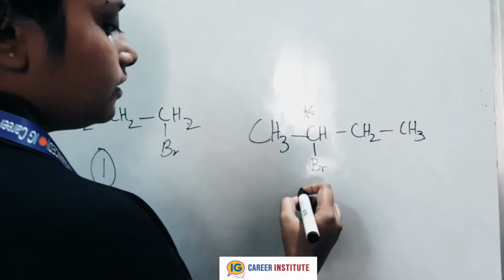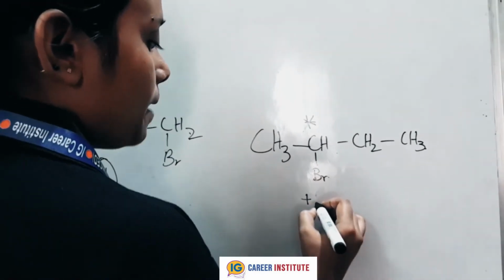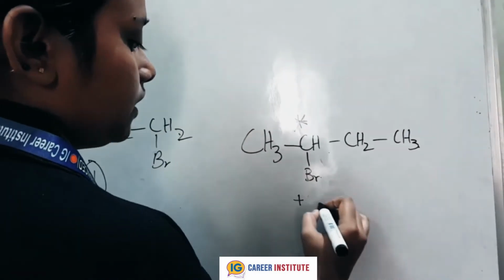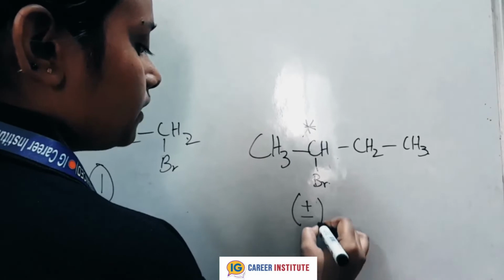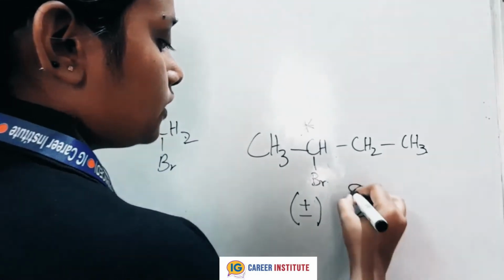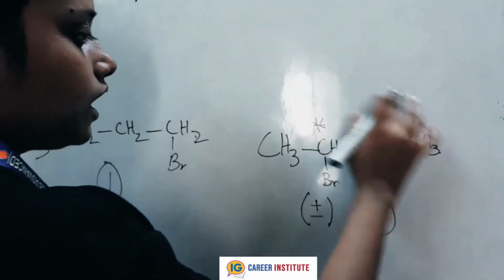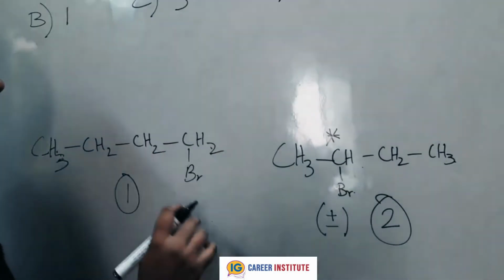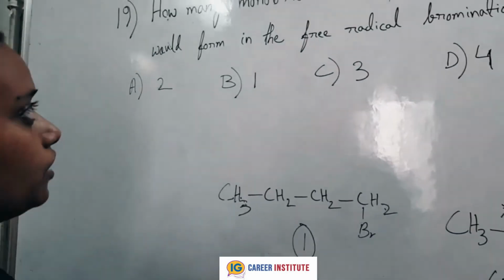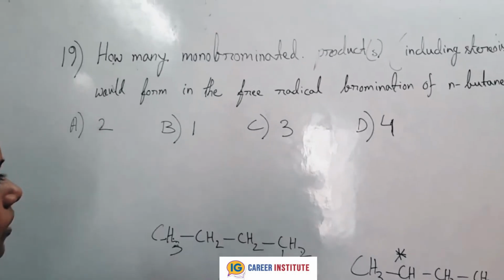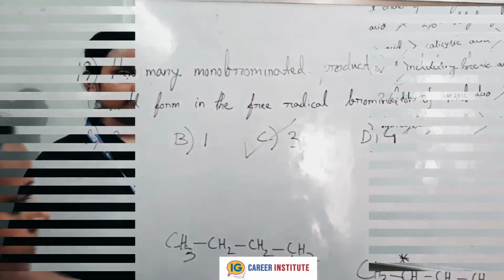Now for a chiral center, we know there is a possibility of a plus isomer, that is the D isomer, and a minus isomer, the L isomer. So we will get a plus-minus pair, therefore a total of 2 stereoisomers of this particular compound is possible. Hence in total overall we will get 3 monobrominated products. So the correct option is C.